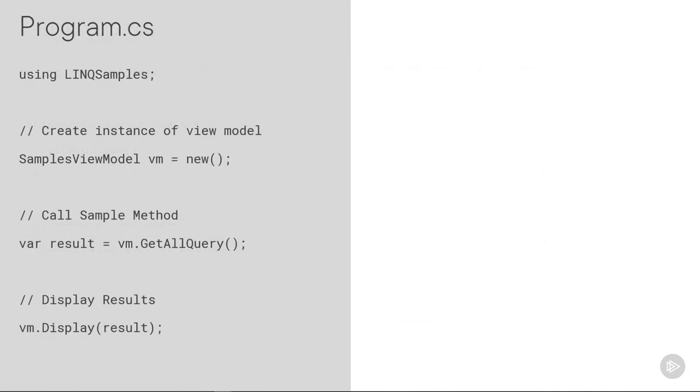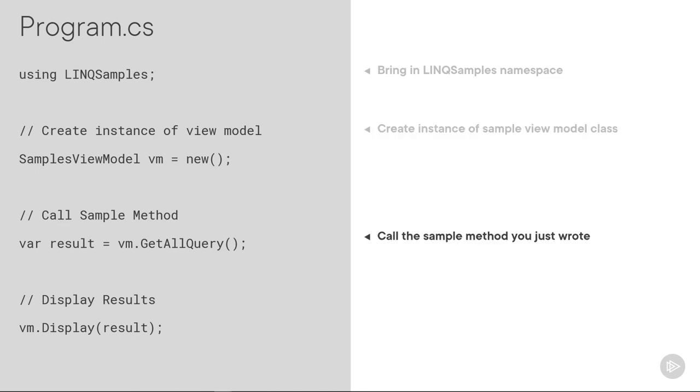One last file you're going to be interacting with is program.cs. This is the starting point for a console application. What we're going to do in here is we're going to bring in the LINQ samples namespace, which is what I have named my project. We're going to create an instance of our SamplesViewModel class. We're going to call the method that we just have entered our LINQ query into, and then we will display the results in the console window.